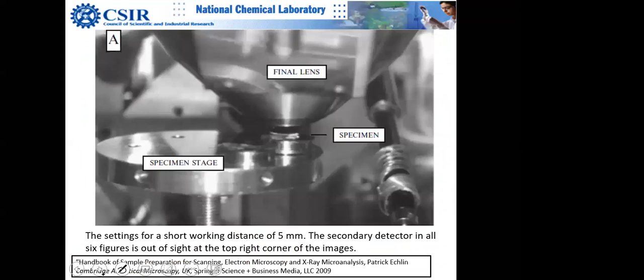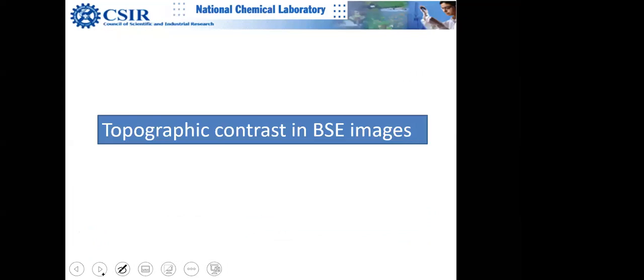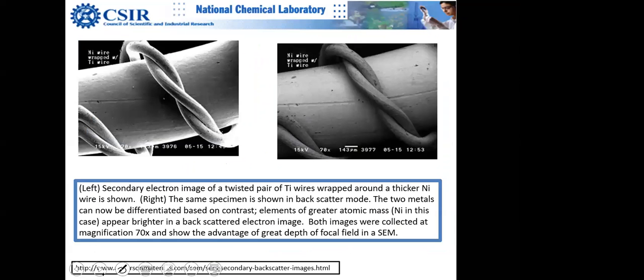See how beautiful it is. You can see titanium wires twisted in a pair around another nickel wire. So this bigger one is the nickel wire, and this one on top is the titanium wire.